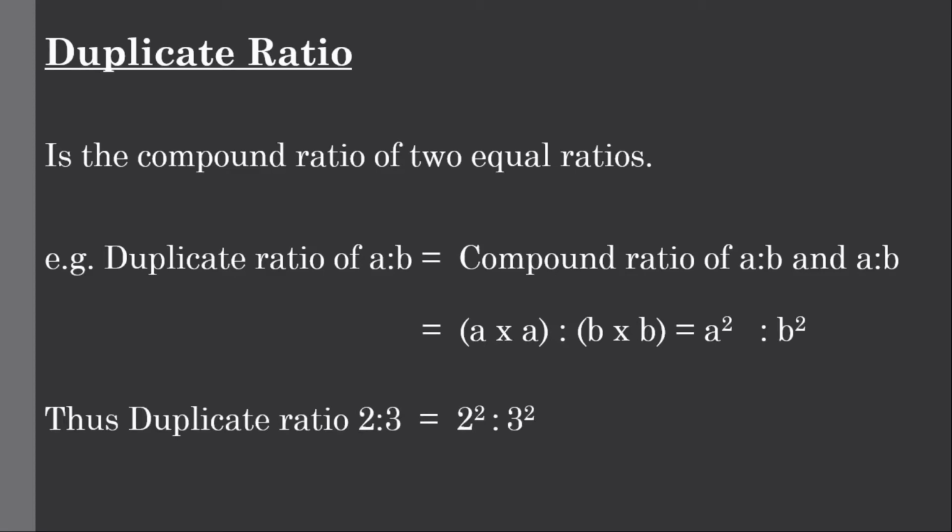Therefore, the duplicate ratio of 2 is to 3 will be 2 square is to 3 square. That is, 4 is to 9.